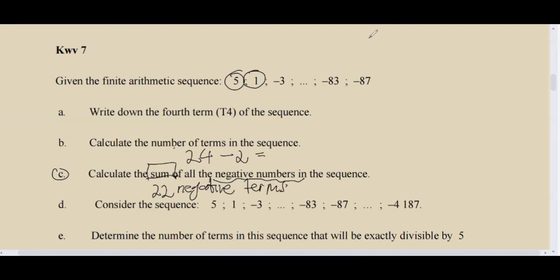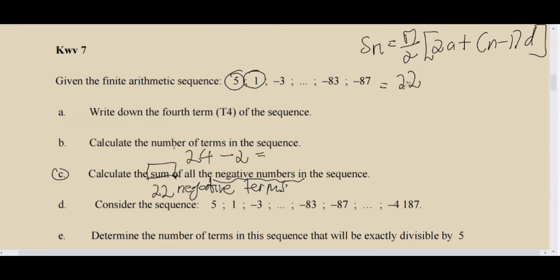Now, to calculate the sum, we need the formula Sn equals n over 2, and then bracket 2a plus bracket n minus 1, and then d, close that big bracket. So for our n, what are we going to be substituting? 22, because we have 22 negative terms, right? Then this is bracket 2. What is our a? Our a cannot be 5 this time, it needs to be -3 because we are considering only negative numbers. So the first negative number from this sequence is -3.